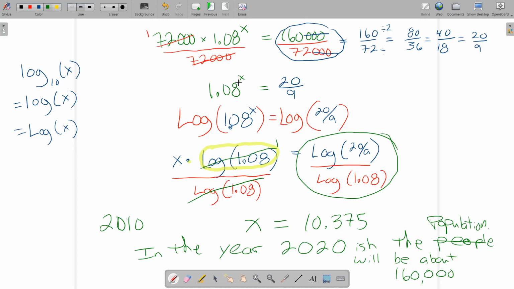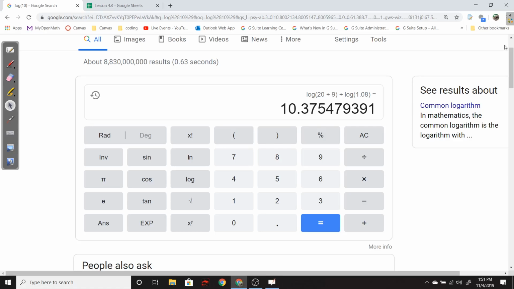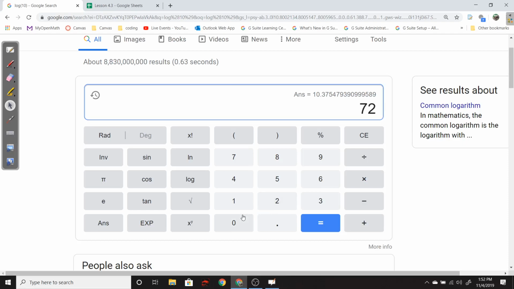Let's check it. Well, based on my guess, I think I'm right, but I should probably plug into the original equation to check. So back to the calculator to check. Let's hold on to 4 decimal places for that, 10.3755. So 72,000 is the starting point, and we're growing by 8%. So there's 108% as the multiplier, raised to the power 10.3755. Now that was rounded up, so I expect a little over 160. Oh, pretty close. Nice.